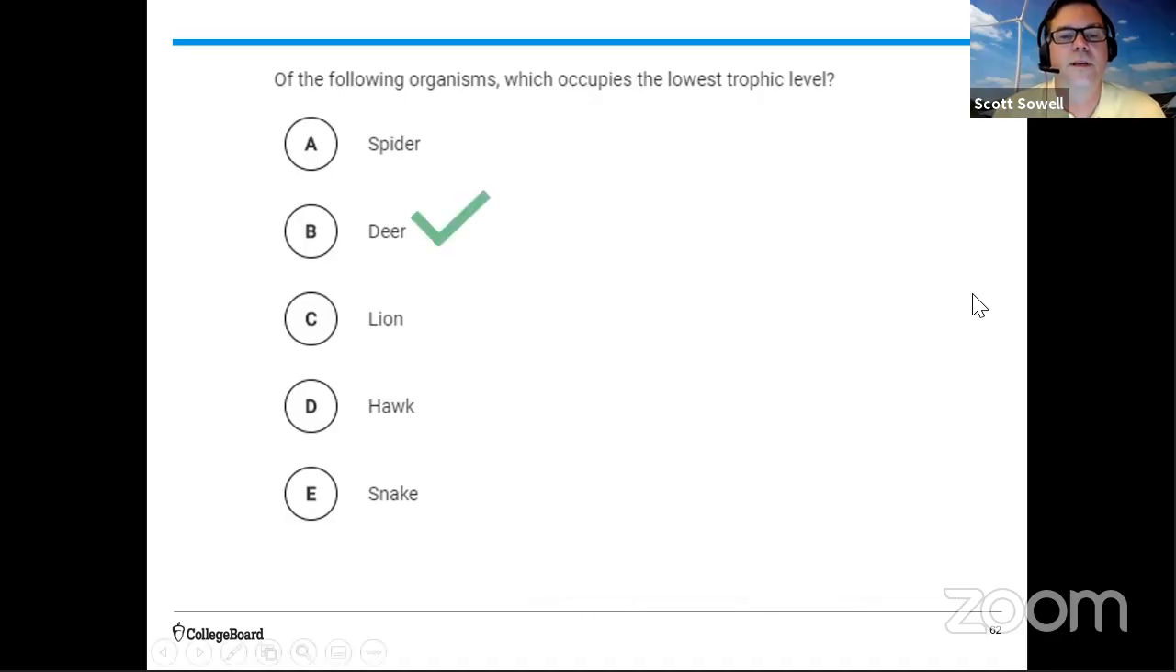So hopefully you picked deer. I know that sometimes my students will really get caught up on spider here because it's so small and tiny. But remember, the spider is eating other animals as opposed to the deer, which is eating the plant. So the deer is the primary consumer, lower than the spider on the trophic pyramid.